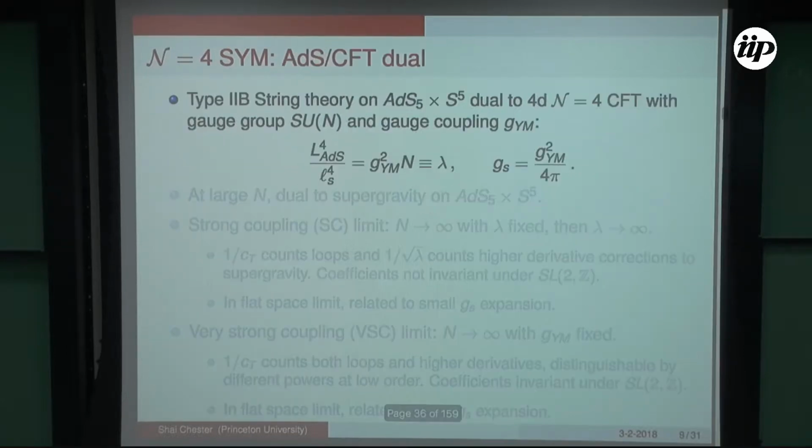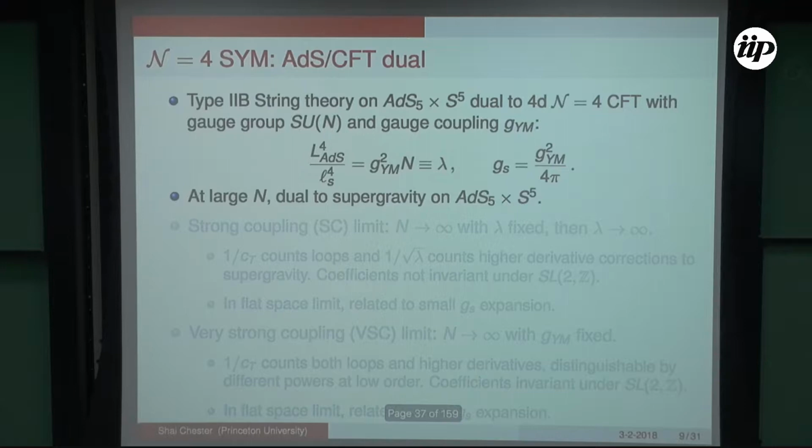Okay, great. So now let's describe its AdS/CFT dual in a little bit more detail. It's dual to type IIB string theory on AdS5 × S5, and we relate the CFT parameters to the quantum gravity parameters as follows. So the string length is naturally related to the 't Hooft coupling, which we define here to be N g_YM squared. And then the string coupling is very trivially related to g_YM. So at large N, it should be dual to weakly coupled supergravity on AdS5 × S5.